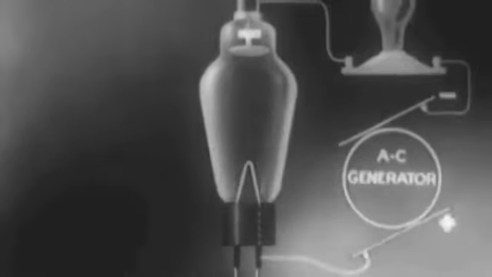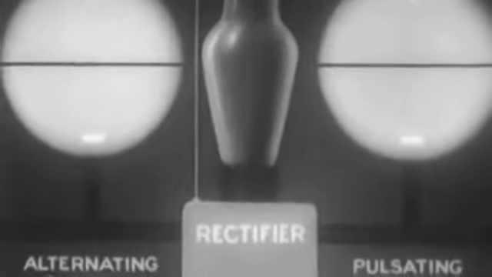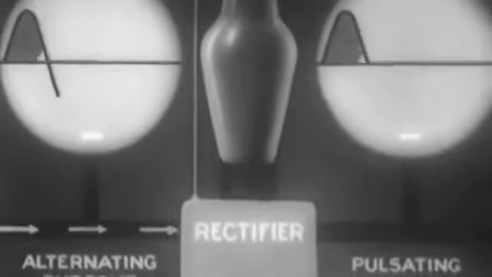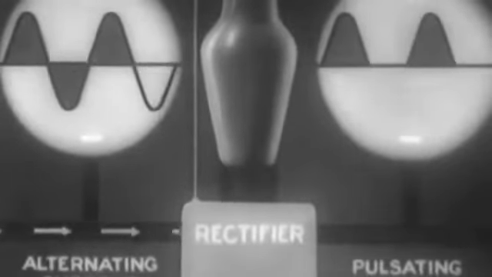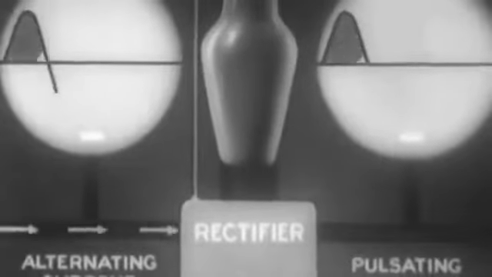We can visualize the result of the tube's rectifying action with the aid of these 2 oscilloscopes. The one on the left shows alternating current coming in. The one on the right shows pulsating direct current going out. The applications of this basic rectifying principle are many and important. Here's one of them, changing AC to DC on the nation's electrified transportation systems.